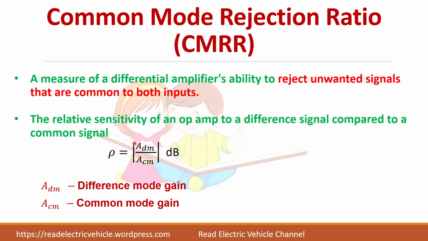Normally, this differential mode gain should be high compared to the common mode gain. So common mode gain should be very small value so that this CMRR will be high. Okay. So ideally it should be infinite, but practically it should be a high value.